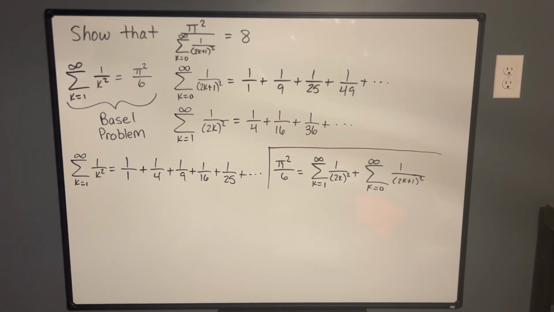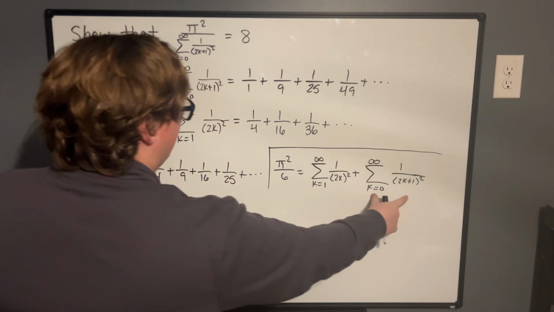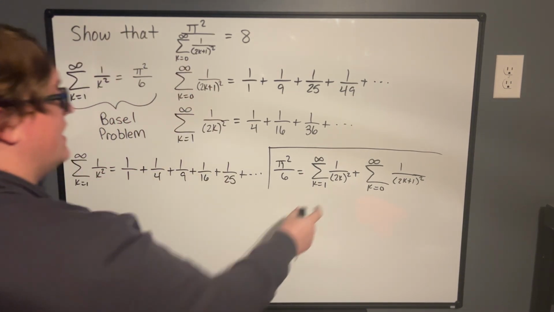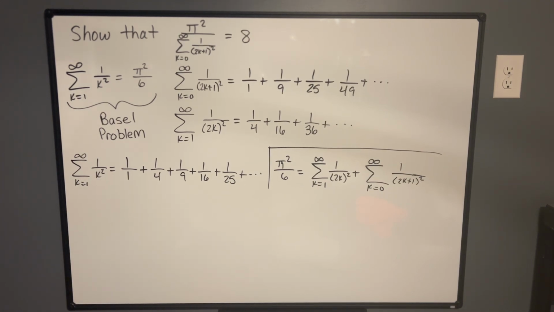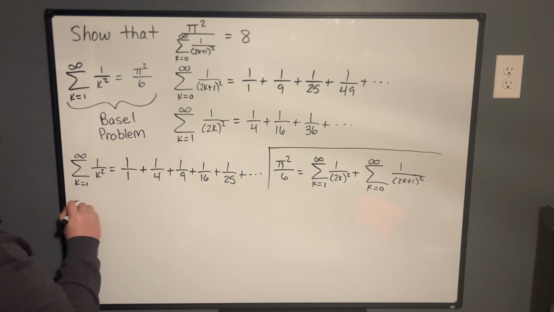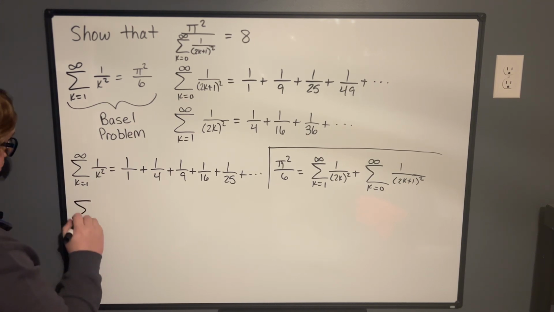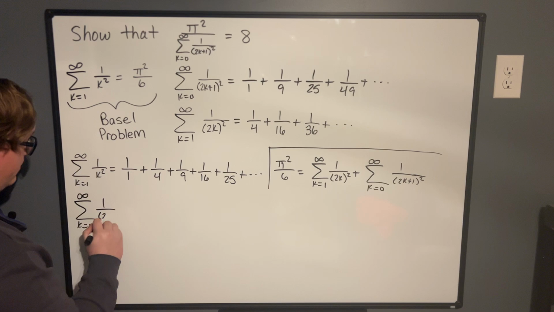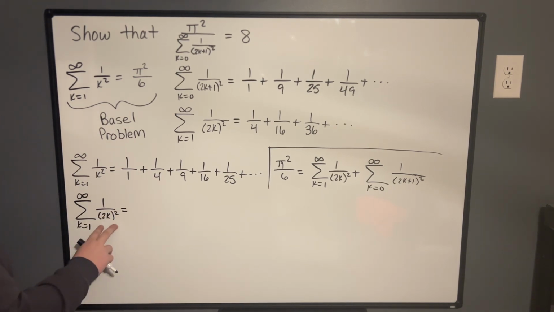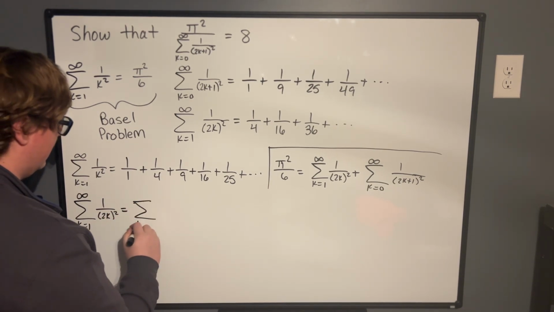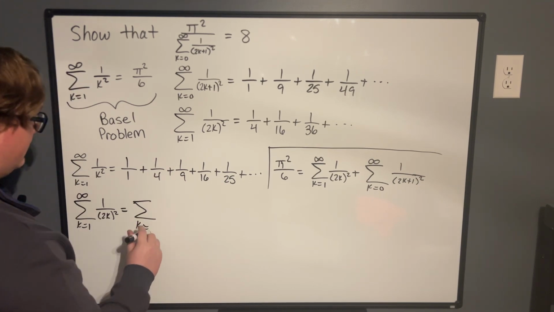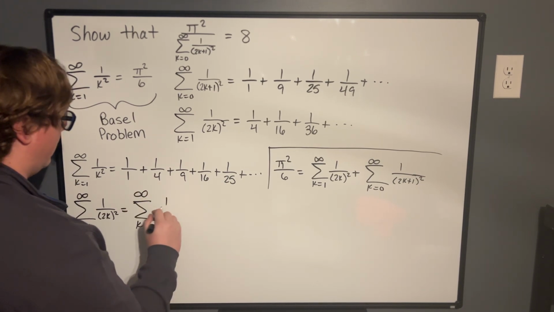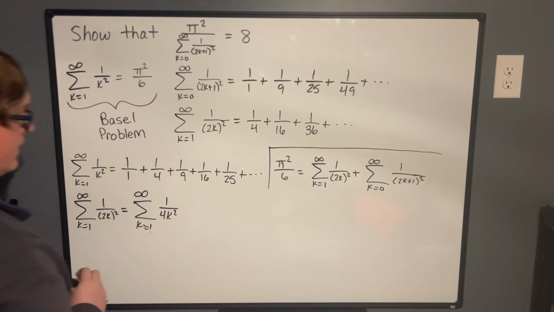So the goal is, we're not going to be able to easily get the numerical value of this series, the one right here, but we can actually get this into a form of the Basel problem, which is why this is so helpful for this question. Let's write it here: the sum, k equals 1 to infinity, 1 over 2k squared. If I square this denominator, I get the sum from k equals 1 to infinity of 1 over 4k squared. And I can actually factor a 1/4 out of that.